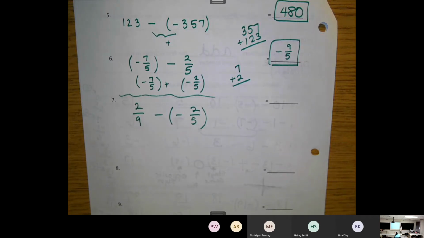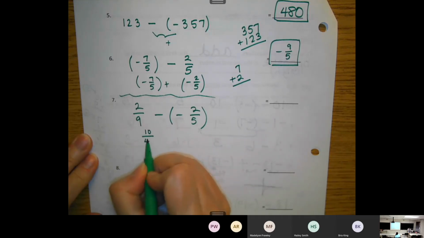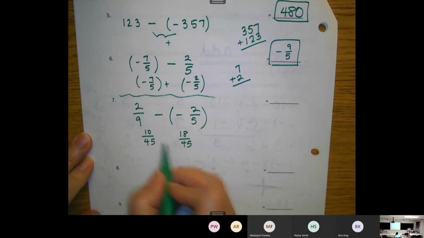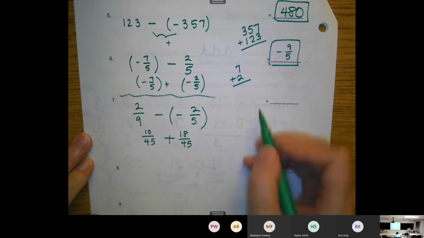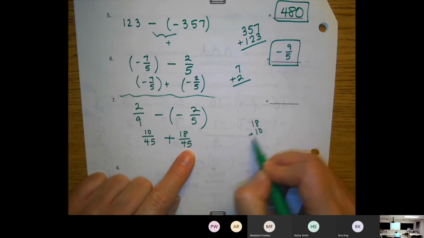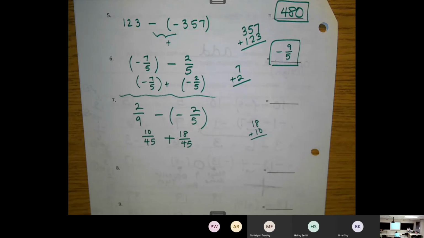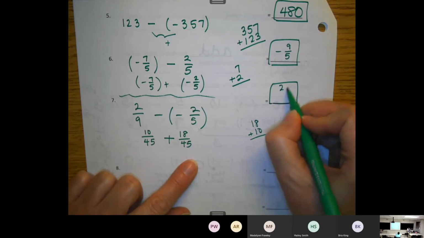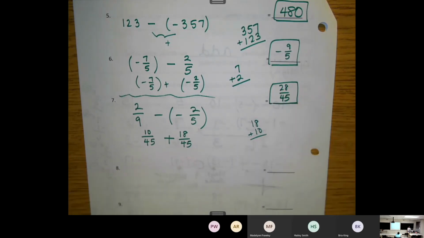What are you thinking for the common denominator? 45. 45 sounds good. And then the numerators would be 10 and 18. That sounds good too. So 10 over 45, 18 over 45. How about in between them? Ends up being a plus. Alrighty. So we're going to add. They end up having the same sign. Are we ready to put together a final answer? 28 over 45. Great.